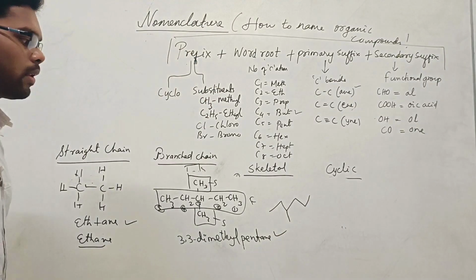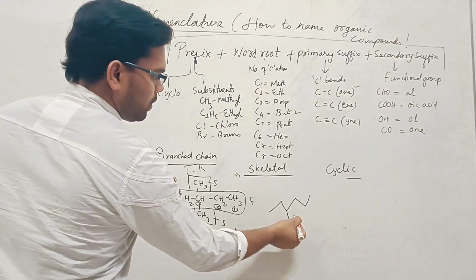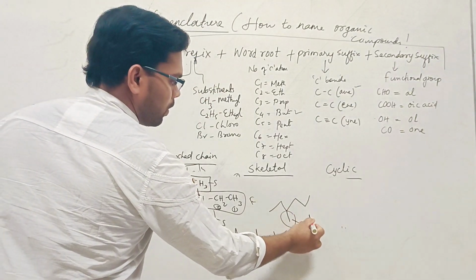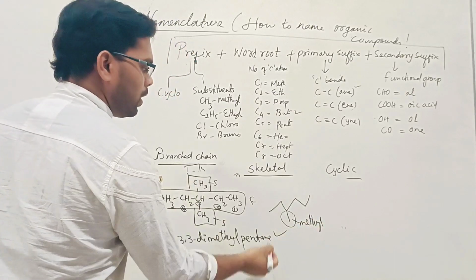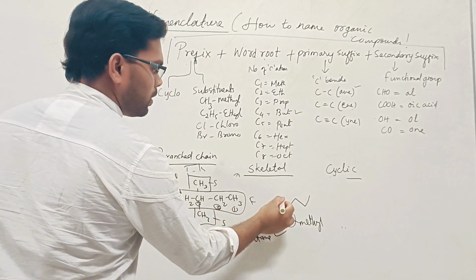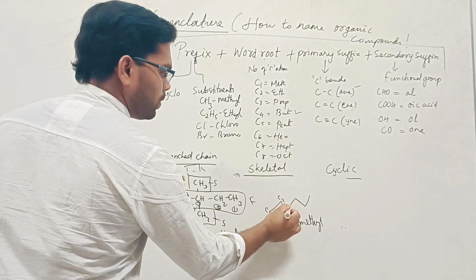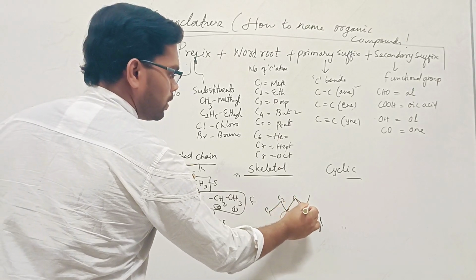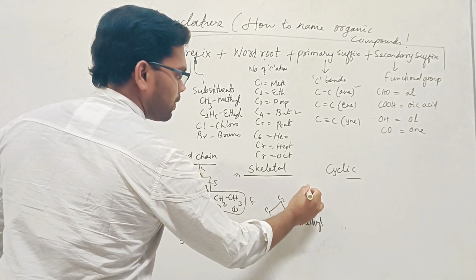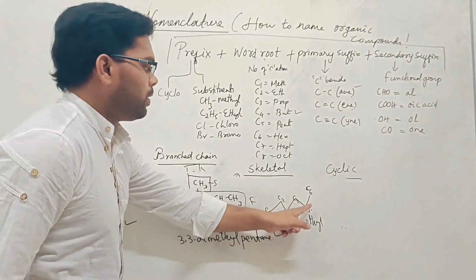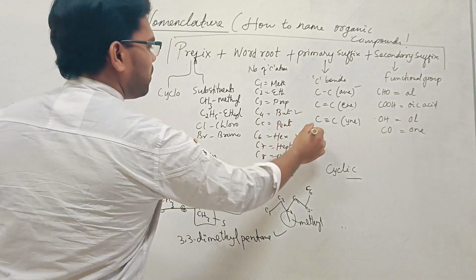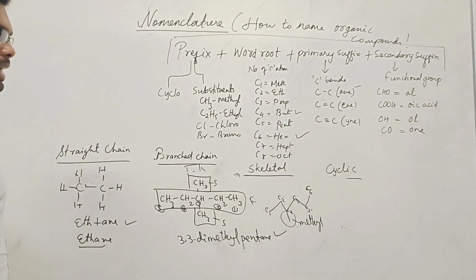Here. Okay, so this is going to be the methyl group. So this will be the first carbon, C1, C2, C3, C4, C5 and C6. So 1, 2, 3, 4, 5, 6. 6 means total number of carbon atoms actually 6, so we call it hex.